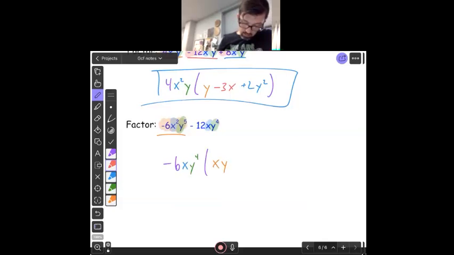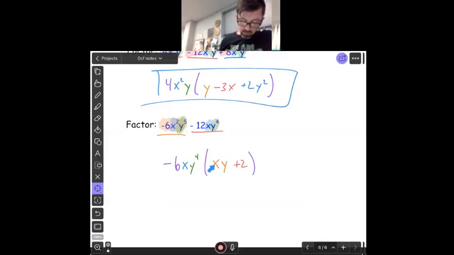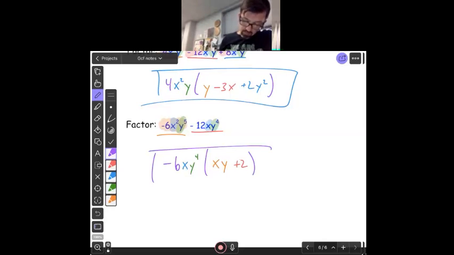And then here, negative 6 times what is negative 12? That becomes positive 2. And I have 1 x, 1 x, 1 y, 4 y's, and 4 y's. So I don't need any more variables. That's it. Is there anything in common here? X, y, and 2 do not have anything in common. So I should be good to go. There's my factorization.